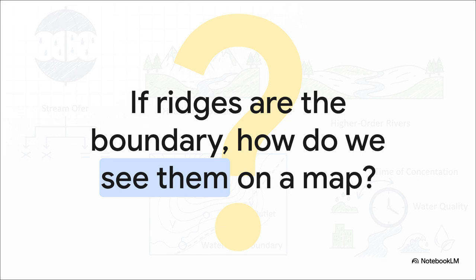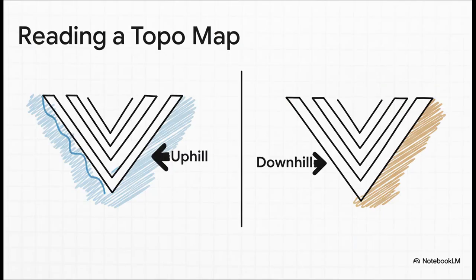How can you trace a watershed boundary just by looking at a map? The tool for the job is a topographic map. Topographic maps show elevation using these things called contour lines. Now, for our purposes, there's a simple little trick to reading them. When the V shape of the contour lines points uphill, you're looking at a valley or stream. But when that V shape points downhill, that's a ridge. That's the boundary we're trying to find.